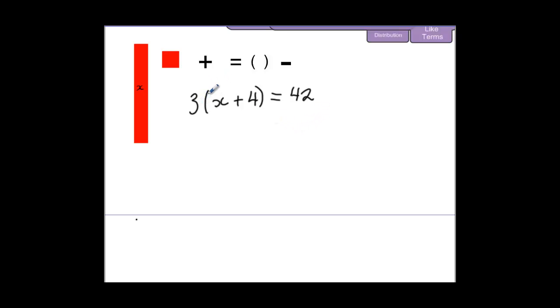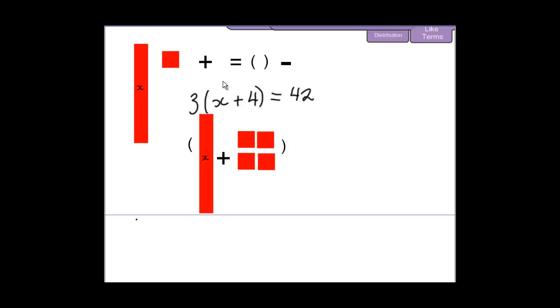If we think about this, this is 3 groups. Remember, 3 groups of x plus 4. And if you remember from the like terms video what that looks like, I'm just going to go ahead and use some brackets and draw that out. If I concentrate on what's inside the brackets, I have x plus 4. So if we remember, that is x plus 1, 2, 3, 4. All right, so that's what I have.